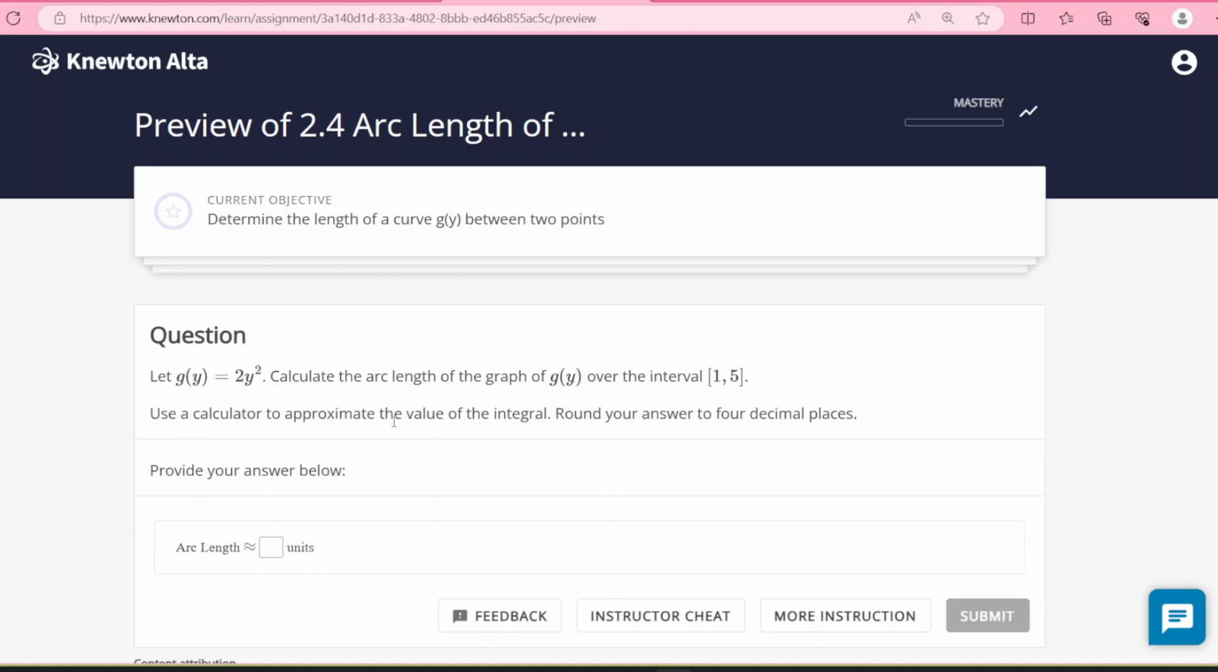And then they say, use a calculator to approximate the value of the integral. Round your answer to 4 decimal places, right? So the integral we're going to set up more than likely won't be a very nice one. There are some integrals out there that cannot be expressed in terms of the elementary functions, right? Your polynomials, your rational functions, radicals, exponentials, logarithms, trigonometry, inverse trig, right? Those are the elementary functions that you learned in pre-calculus, right? There are integrals out there that you'll come across that can't be expressed in terms of those elementary functions. So probably going to see one of them here and then have to go to a calculator to round our answer to 4 decimal places.